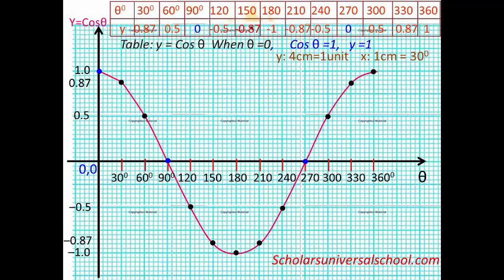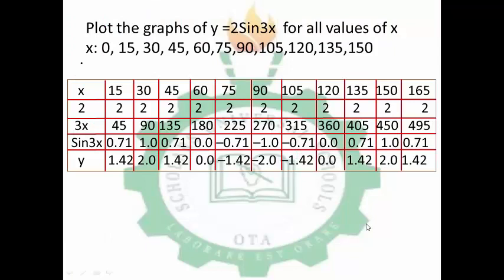For example, if you are given that x equals theta, and you are asked to plot the graph of y equals cos x, this is the shape, and this is what you are expected to get. So that is the graph of y equals cos theta. We are going to look at this further in the next class.